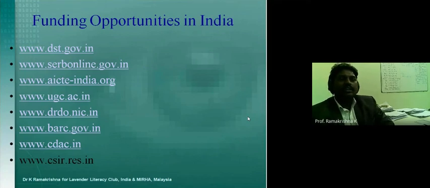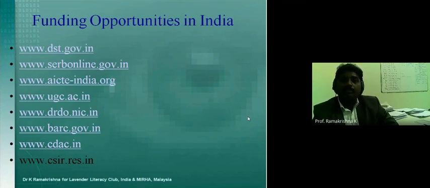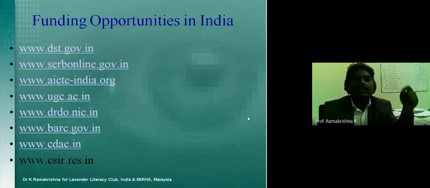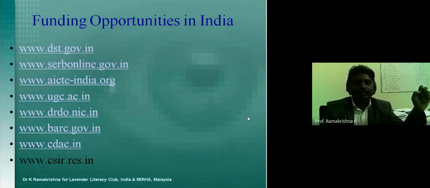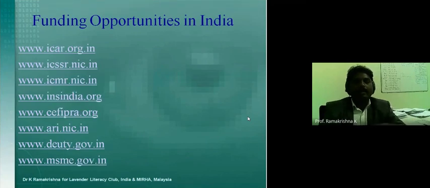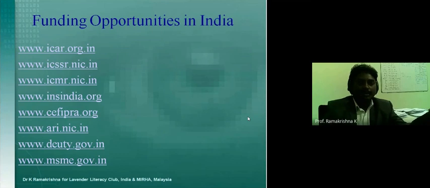And come to the last, as a reference for you people. There are many, but I have listed only a few of the agencies that are offering research funding to various individuals, organizations, academic institutions, NGOs, right? Now, DST is the Department of Science and Technology, SERB, AICTE, UGC, DRDO, BARC, CDAC. I'll leave this slide with you. This is just flashed for your reference. And I'll leave this PPT with the organizers. They can share it openly.